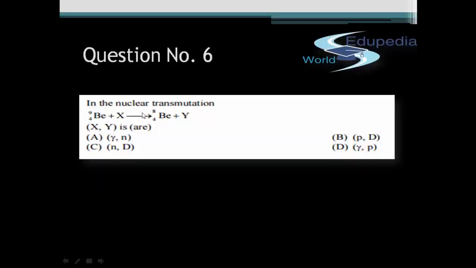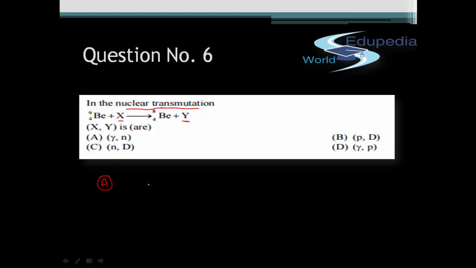Question number 6. In this question it states that a nuclear transmutation reaction is taking place and we have been asked to identify X and Y. So this is a question from the topic of nuclear chemistry and it's a fairly simple question. We simply need to fit in all the options and check for the correct option. So let us start with option A.